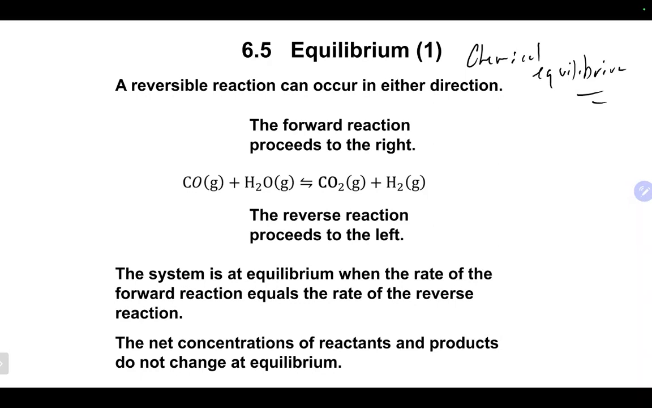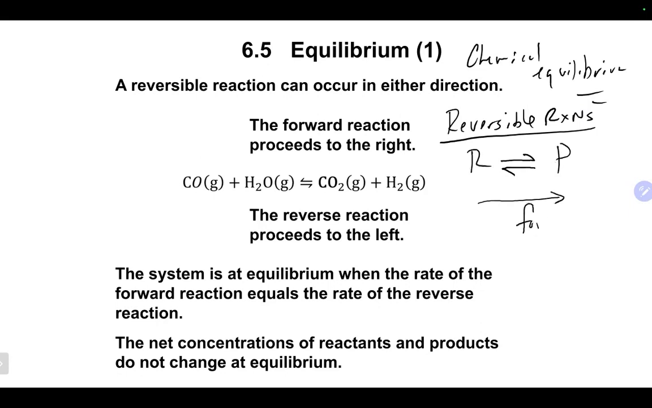So chemical equilibrium involves a specific type of reaction, and it is a reversible reaction. Reversible reactions are the types of reactions that we deal with in terms of equilibrium. We can recognize those reactions because they have arrows heading in both directions. When you see these arrows heading in both directions, this is a reversible reaction. And there's basically two ways it goes: from reactants to products. That is what is referred to as the forward direction.